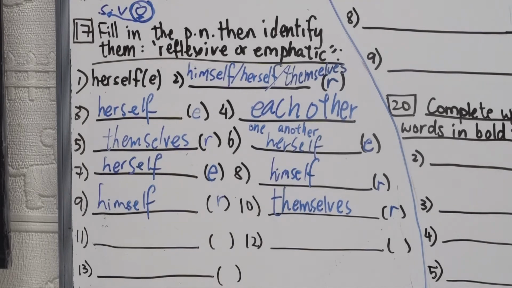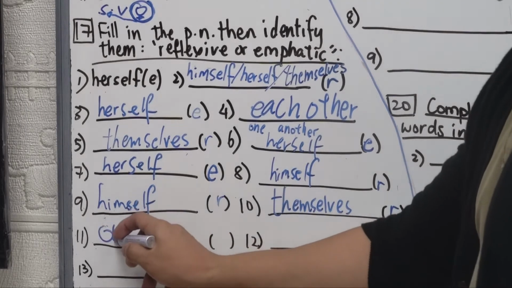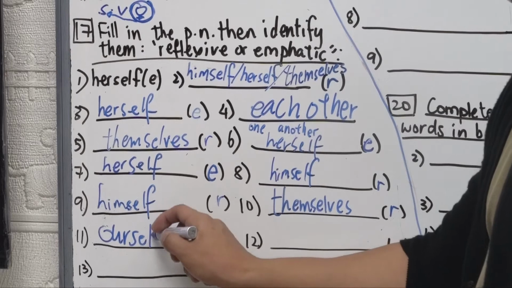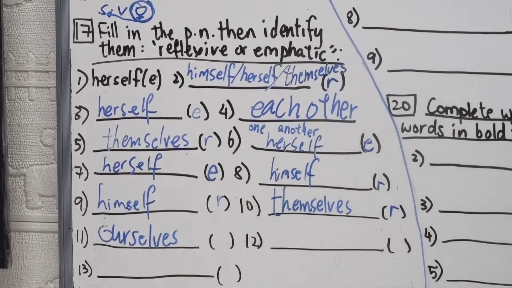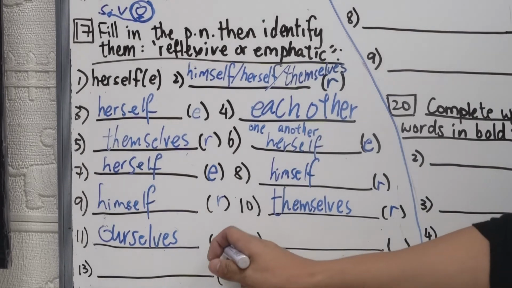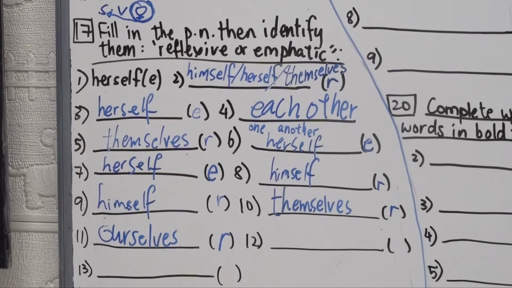Number 11, doctors advise us that we have to exercise regularly in order to keep blank healthy. Advise us. So us is ourselves. VES again for plural, remember? Is this reflexive or emphatic? Are we talking about the action of keeping in order with regular exercise or talking about ourselves? Talking about ourselves, right? So it's reflexive. Advises us.